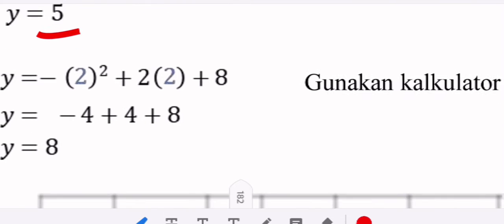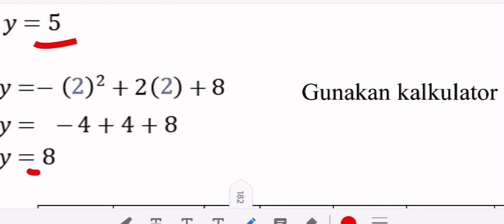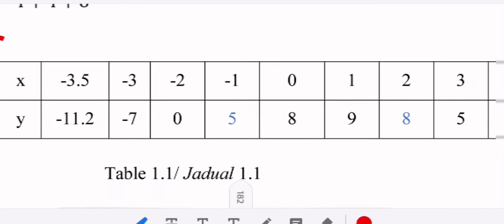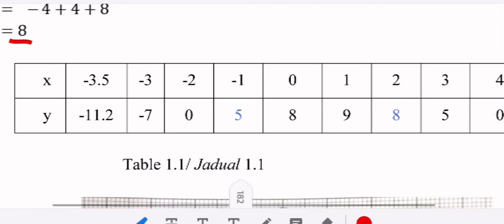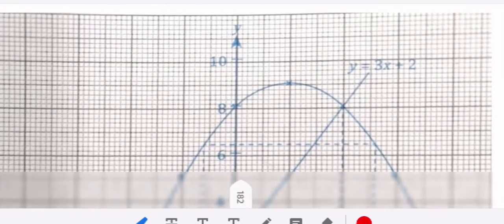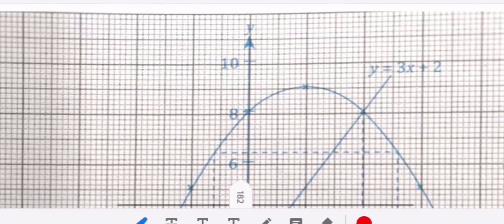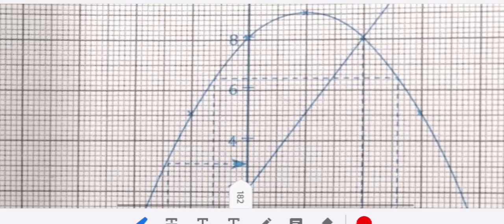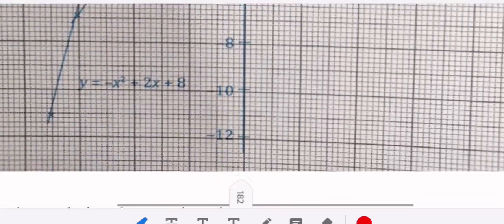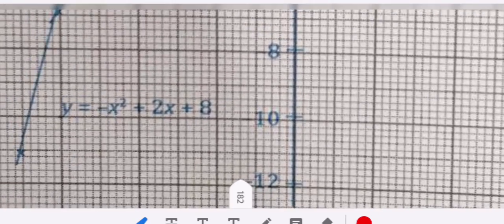So when x is negative 1, y is 5. When x is 2, you substitute x equal to 2 into the equation, you get 8. So you have to write the answer for the y values in the table given. And then with the table given, you need to plot the graph for the quadratic function using the values from the table, right? Make sure you follow the scale given by the question.